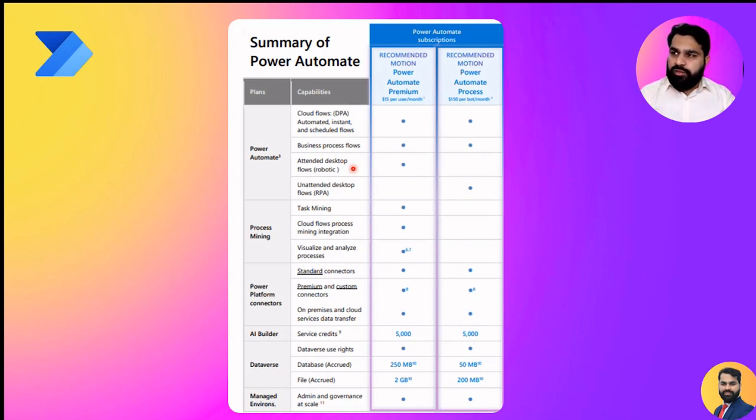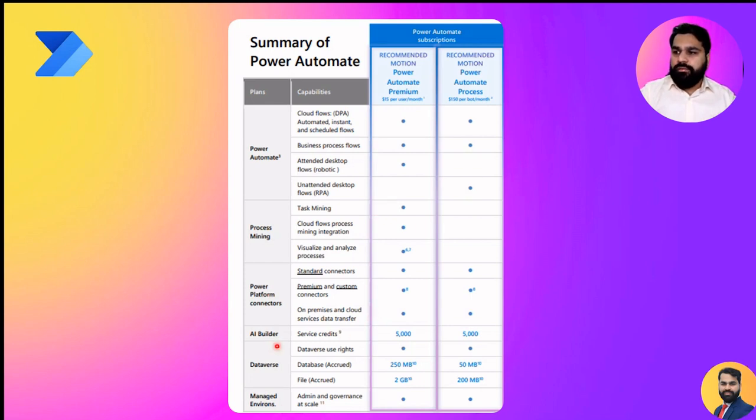So whenever any desktop flow is created, these users will be able to run it using this particular license. Users will not be able to run the unattended desktop flows with this license. Okay. Process mining, users will be able to do these process mining activities as well. From the standard premium connector access perspective, users will be able to access standard connectors, premium and custom connectors, and on-premise and cloud service data transfer also.